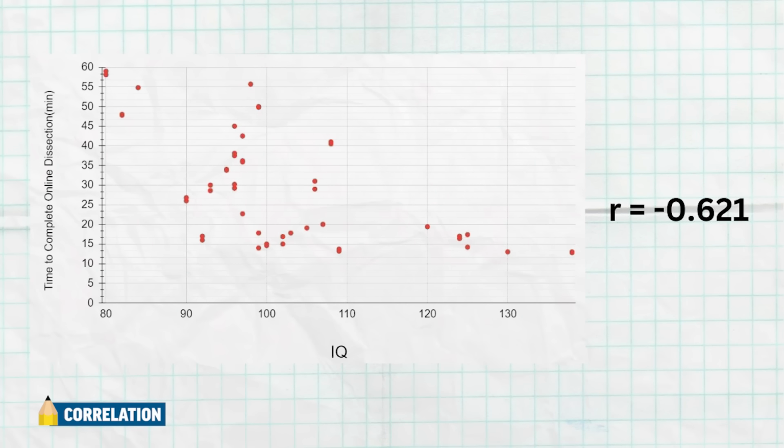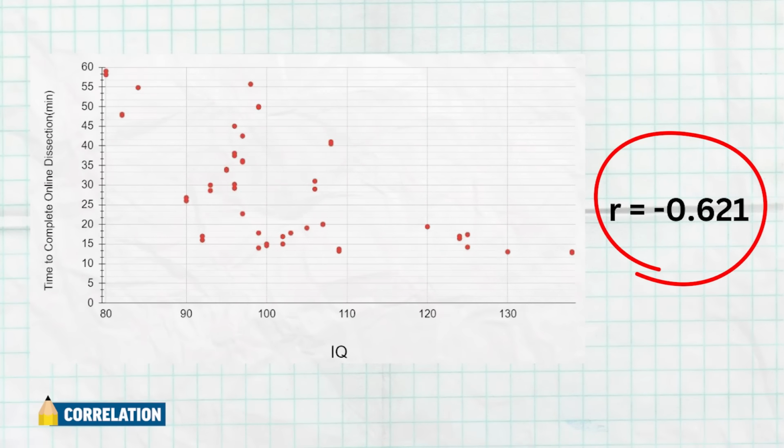Now, we definitely see a negative relationship. We definitely see that the smarter the kids are, the faster, or the lower the time it took them. But it's not perfect. It's not extremely strong. We definitely see quite a bit of scatter. And that is why we see a correlation value of -0.621. Negative because it's clearly going down. That's the direction.